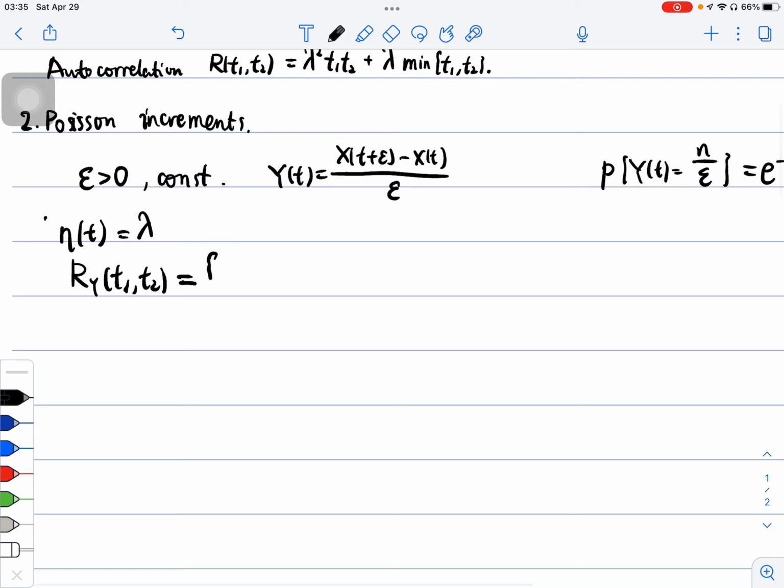So there are two possibilities. First is lambda square. Second is lambda square plus lambda over epsilon minus lambda absolute value of t1 minus t2 over epsilon square. The first case is when the absolute difference is larger than or equal to epsilon, the second when it is less than epsilon.